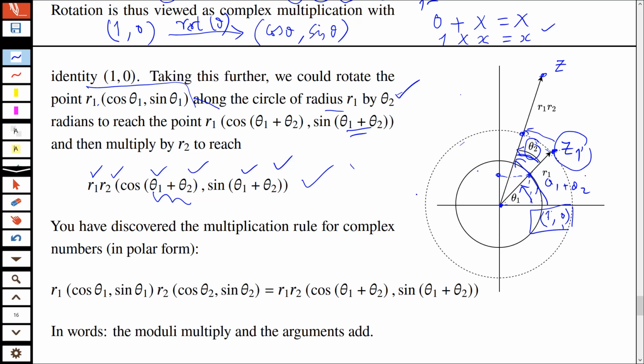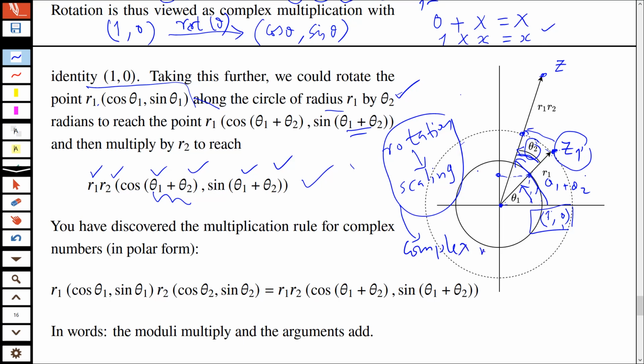So basically, rotation followed by scaling. By scaling I mean scalar multiplication. These two operations, one after the other, should give me complex multiplication. Why? Because I established this for 1. 1, 0 is my identity. But to see it more rigorously, here you have established this in a more general setting.